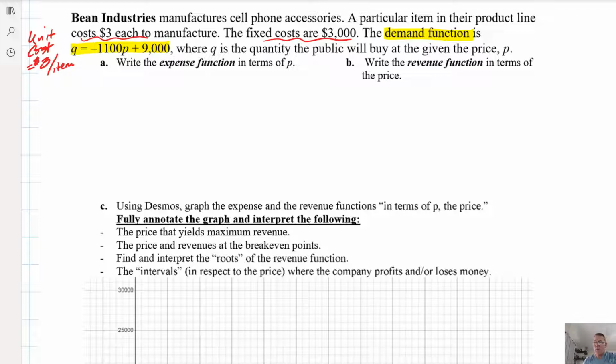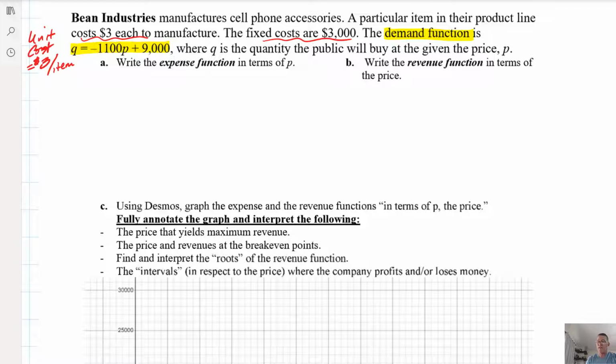So what we need to do is write the expense function in terms of the price. And we also need to write the revenue function in terms of the price, so we can graph them and figure out the break-even points. We can figure out their intervals of where the company's profiting versus losing. We can figure out all kinds of things. So let's get right into it and maximize our time. No pun intended. Okay, here we go.